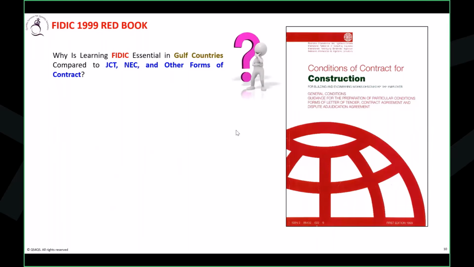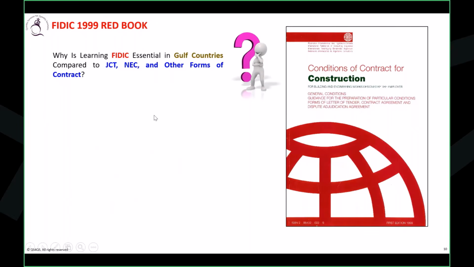Why do Gulf countries use the FIDIC books? Why not JCT? Why is it very important to learn FIDIC itself? There are so many things you should understand. You have so many standard forms of contract, but in the Gulf, you have to know FIDIC is the one, right?